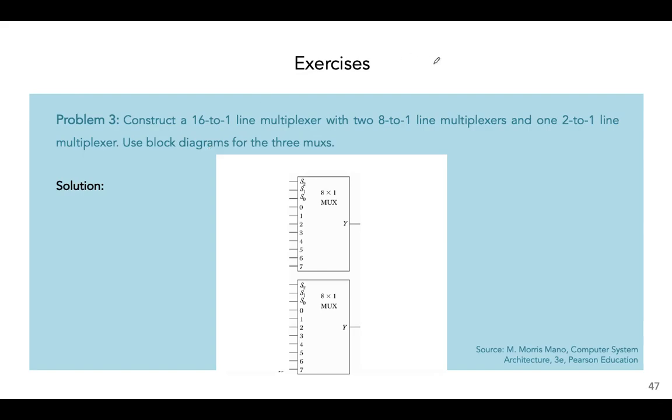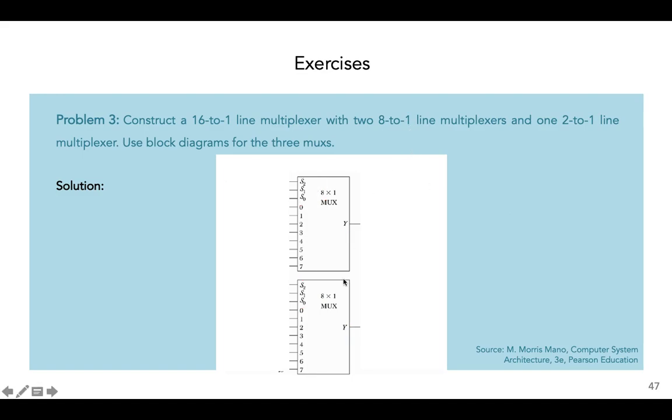First, we always start with whatever is given to us, right? So we are given in the question that we are supposed to use two 8 to 1 line multiplexers. So let's just draw these two 8 to 1 line multiplexers. An 8 to 1 line multiplexer means it will have 8 distinct inputs, one output, and then 3 select lines, because 2 to the power 3 is 8. So 3 select lines for each of these multiplexers, 8 input lines, and one unique output line. This is directly from the question.